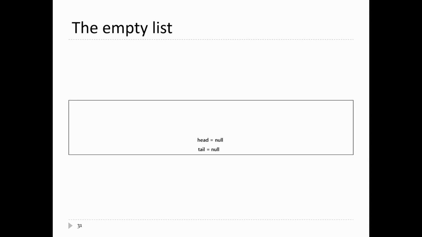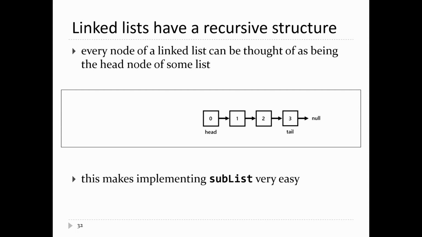In the empty list, both the head and the tail node are null. You have no head node, and you have no tail node. Just like the linked stack or the linked queue, the linked list is a recursive structure. Every node in the linked list, you can think of as being the head node of another list. This makes implementing sublist for linked list very easy, by the way. We're not actually going to do that, though.